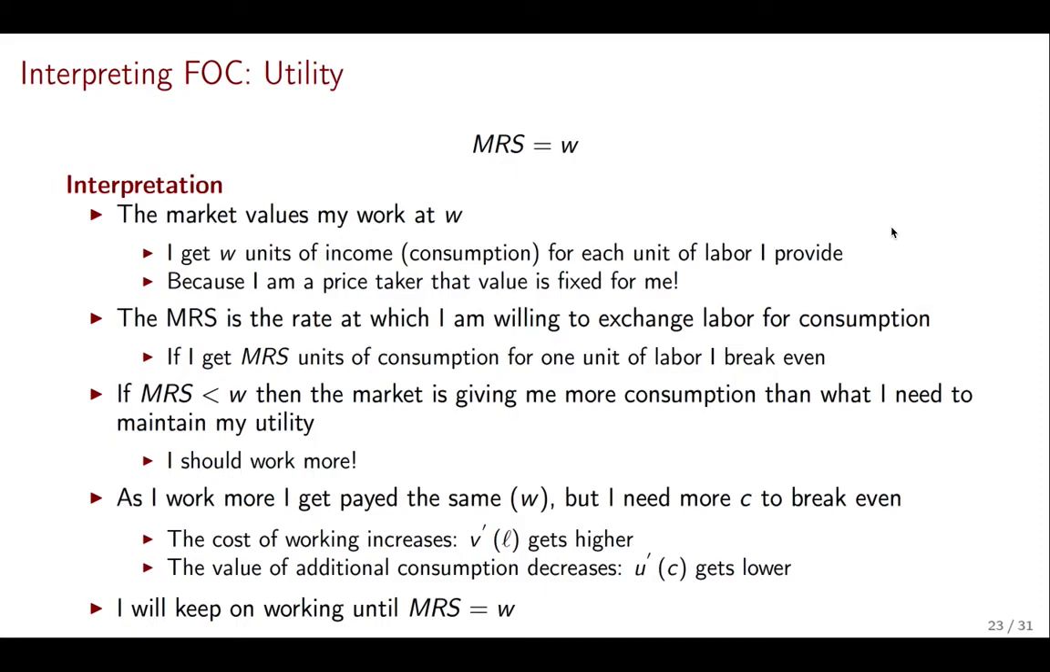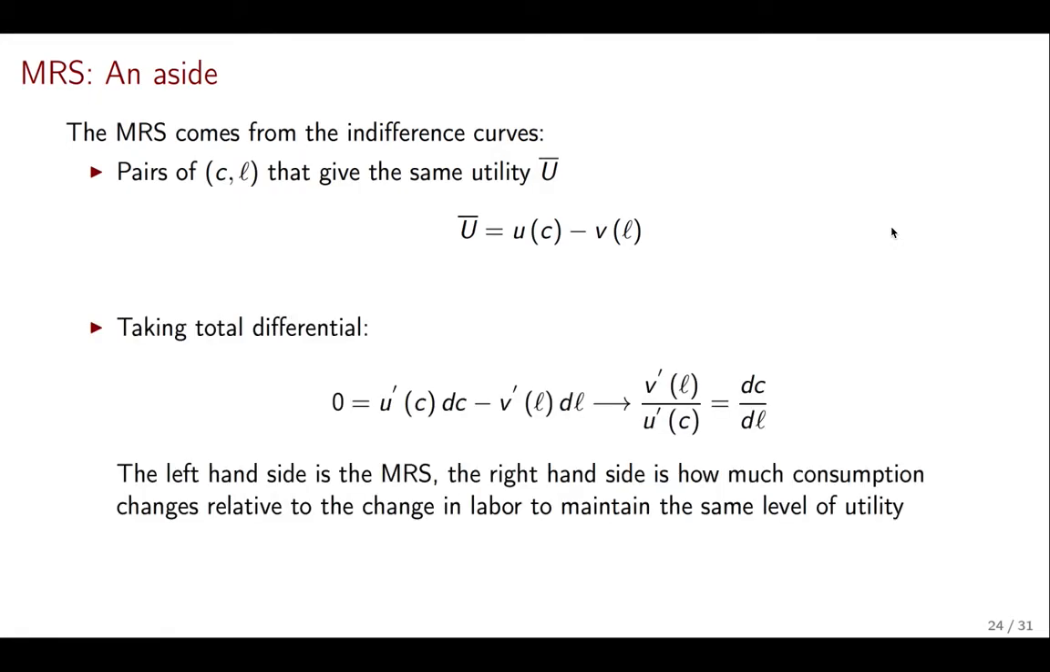Now, the last part of this video is a simple aside about how to think about the marginal rate of substitution as coming from indifference curves. So here is the key. An indifference curve is just defined as pairs of consumption and labor that give you the same utility, say a value u bar. Now, if that's the case, then you can take the total differential. Now, u bar is a constant value of utility, so it doesn't change. That's this left-hand side here. It's a 0 because the utility is not changing.